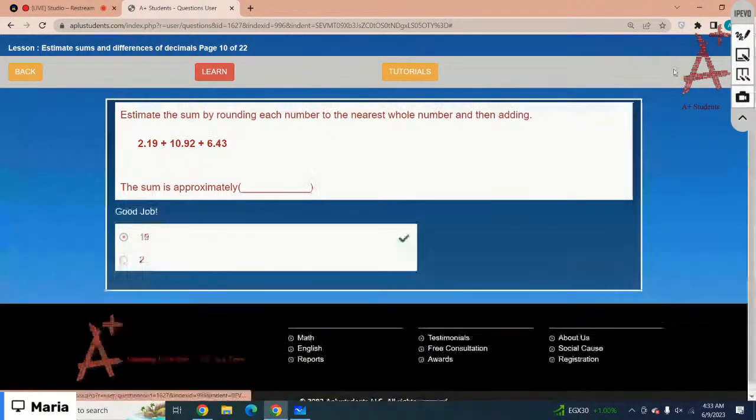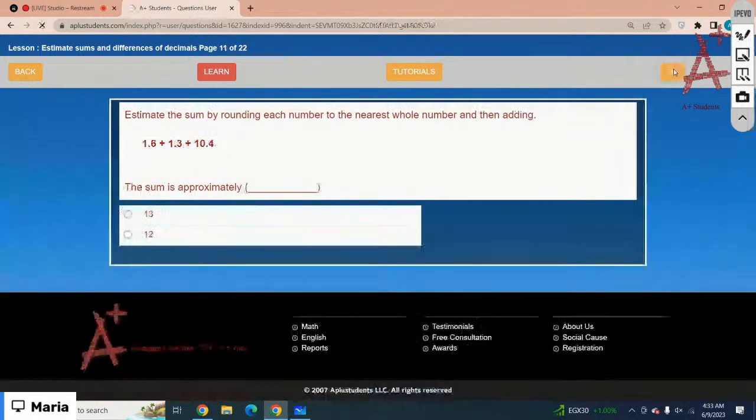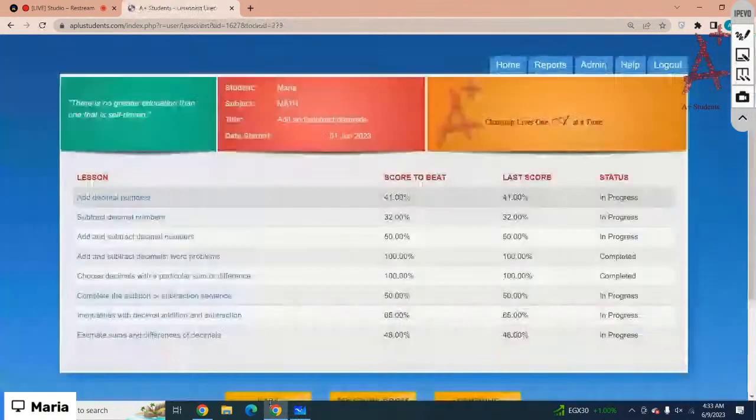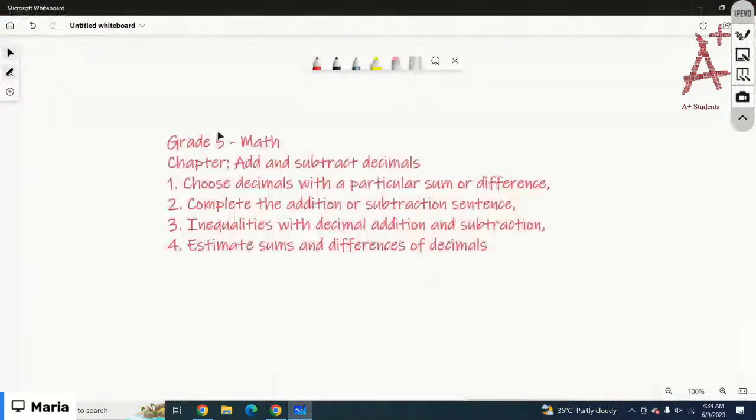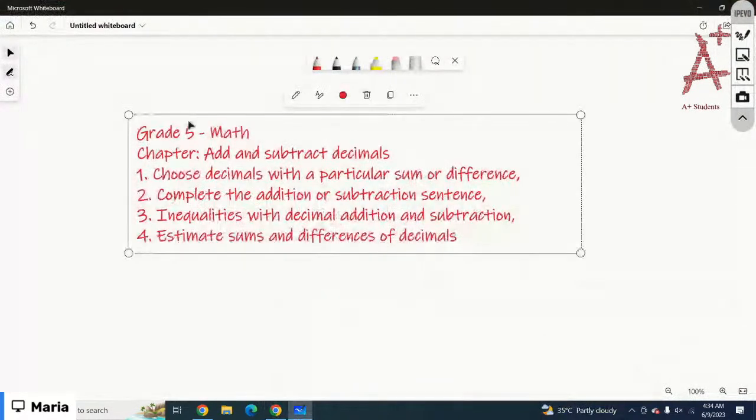Okay, you can complete the test by yourself later today. So we were working on grade 5 maths. And we're working on the chapter add and subtract decimals. The lessons we have covered today are choose decimals with a particular sum or difference, complete the addition or subtraction sentences, inequalities with decimal addition and subtraction, and estimate sums and differences of decimals.